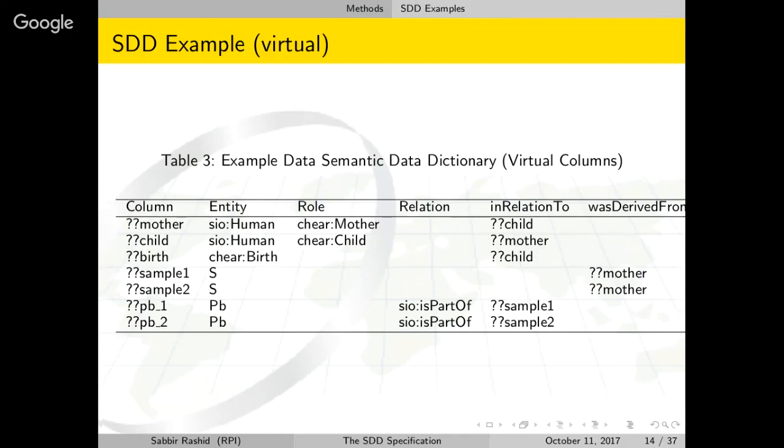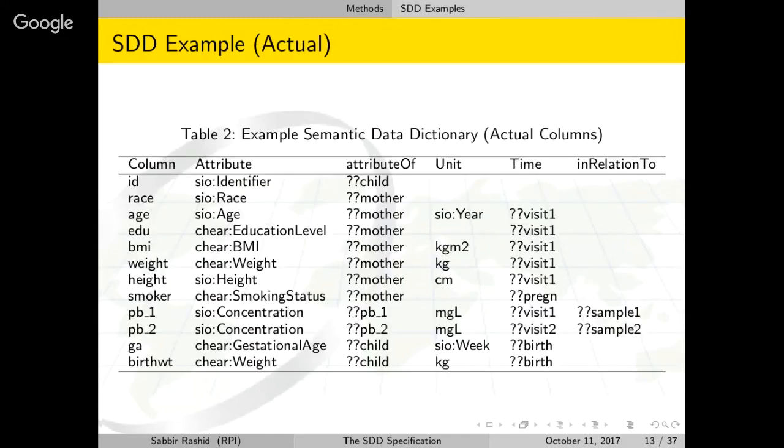Yeah, these are more rows. We need to make that really, really clear, that these are more rows in the same table. Right. Yeah, just additional rows. Are they part of the same table? Because you see virtual columns.